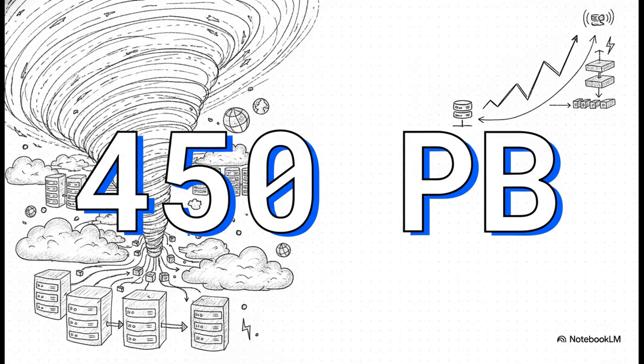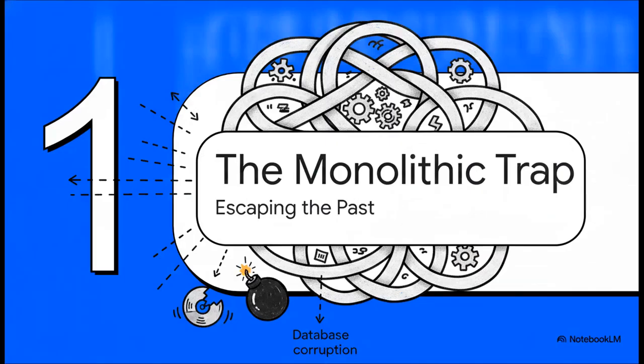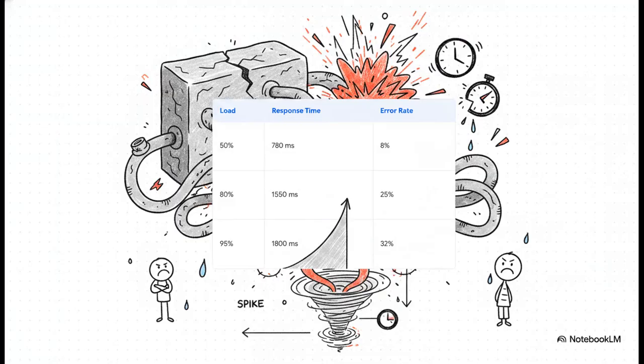But to really understand how they achieved this modern miracle, we kind of have to look back at how they almost failed. Which brings us to Section 1, Escaping the Monolithic Trap. Now, what's really interesting here is looking back at 2008. A catastrophic database corruption basically brought Netflix's DVD and early streaming operations to a complete standstill. It totally exposed their legacy monolithic architecture as a ticking time bomb.